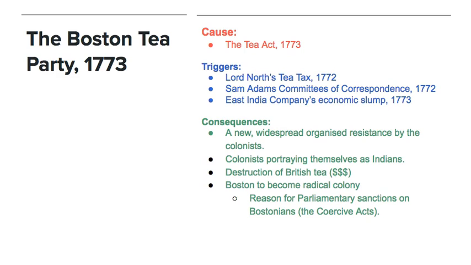And then we also identified that there was a destruction of British tea, which cost the Britons a lot of money. And finally, that Boston had become a new radical colony, more radical than any of the other colonies. And this was a reason for parliamentary sanctions on the Bostonians, which would come in the form of the Coercive Acts, which we're going to look at today.